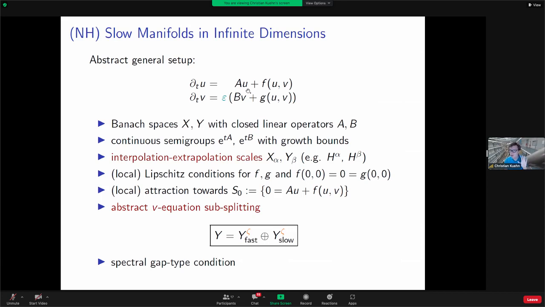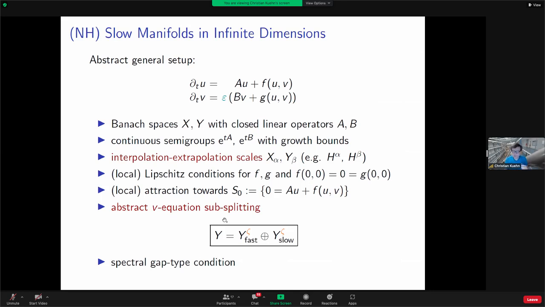We look at evolution equations with closed linear operators A and B that generate semigroups with growth bounds. That's quite general. We use a scale of spaces called interpolation, extrapolation spaces. I will tell you a little bit more about these in a second. And local Lipschitz conditions, which make this sort of cutoff procedure possible. So what we do is we say, okay, if you have something global and you want to do something local, then you do a cutoff. We do the cutoff concretely in certain spaces, and then you get local Lipschitz conditions.